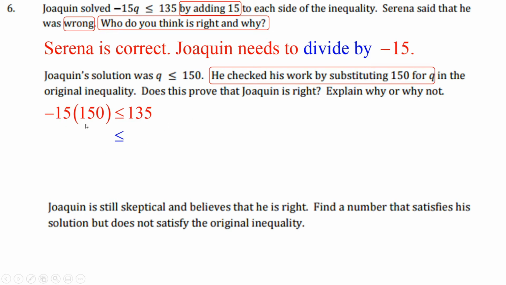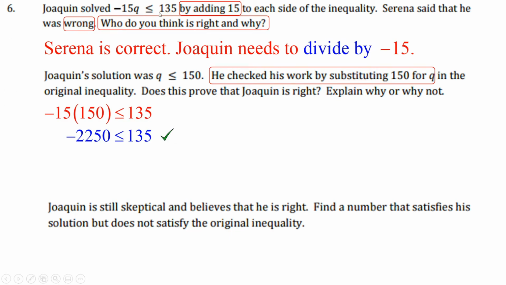So what is -15 times 150? Well, I'm going to punch that on a calculator, but I think that's negative 2,250 possibly. Let's double check though. -15 times 150, and yes, -2,250. And that is certainly less than or equal to 135. It's less than. So that's true. Joaquin has been trained that when you solve an equation, you can substitute your solution into the original equation and see if you get a true statement. So he tried to do this with an inequality. All right. But here's the problem.